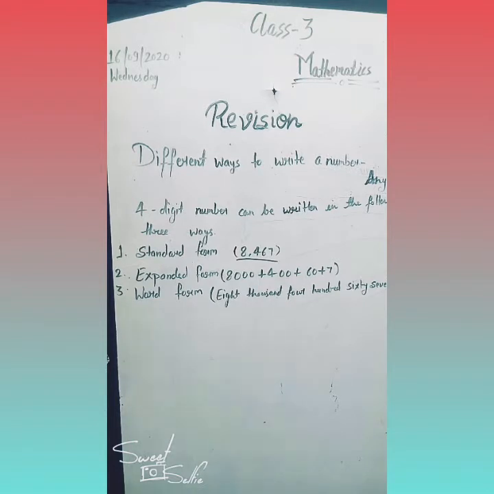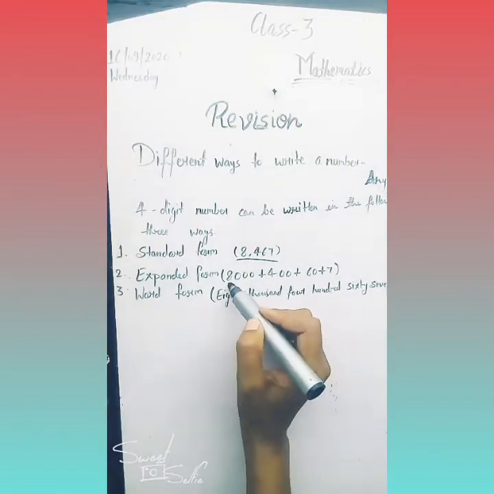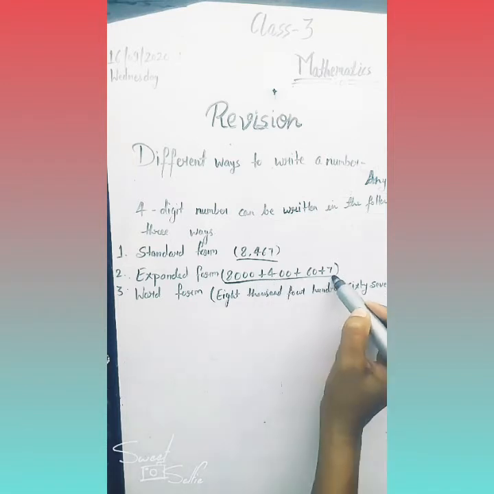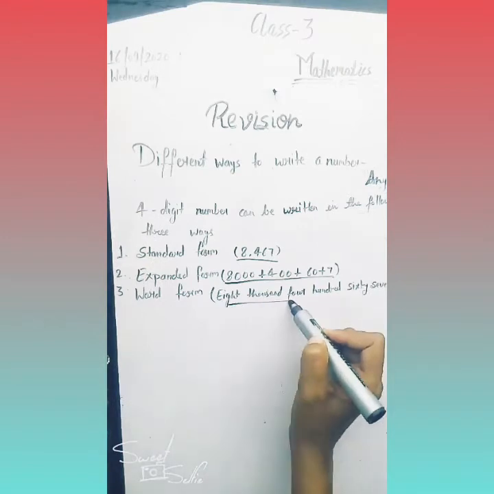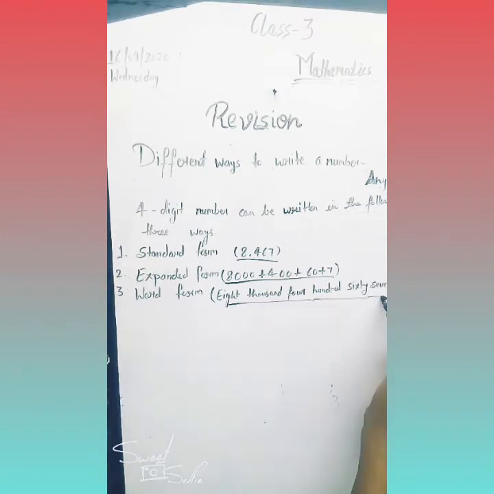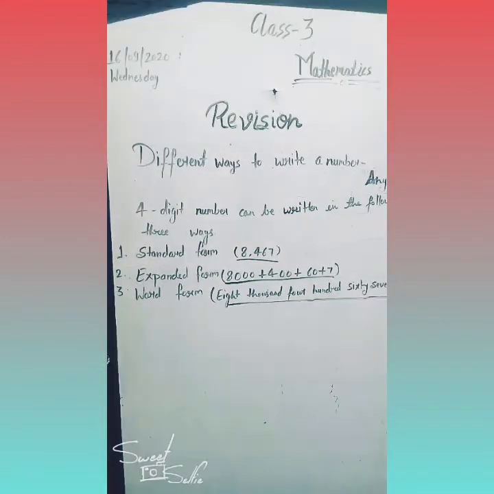So in expanded form we write a number like this. And last is word form. So in word form we write a number like this. We will understand it in detail and we will learn to write a number in these 3 ways. Firstly we will look at standard form.